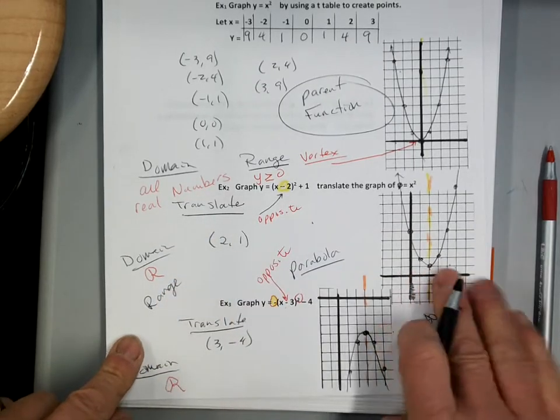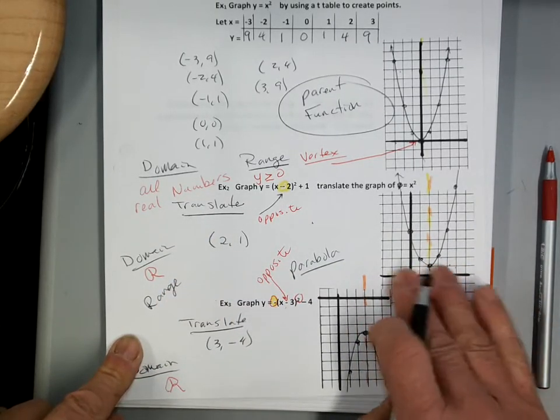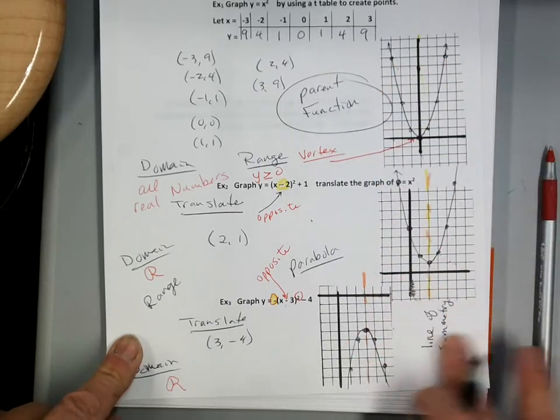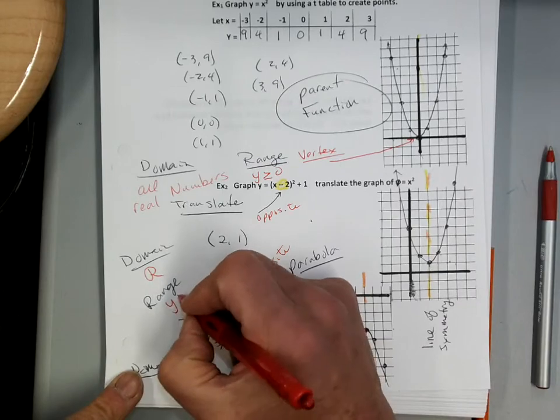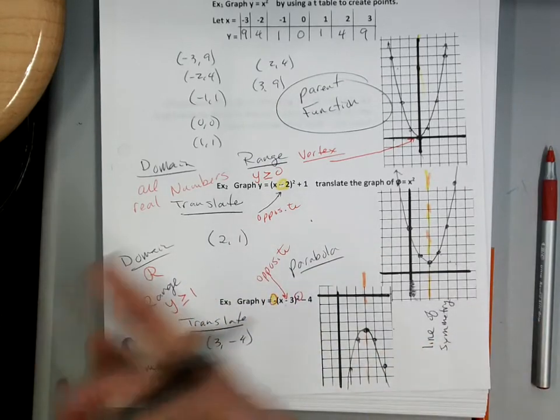Okay, the range here on this graph starts at a height of 1, right? A height of 1 and goes up. It doesn't go down here. There's no graph down here. So I'm going to say the range is y is greater than or equal to 1. Okay?